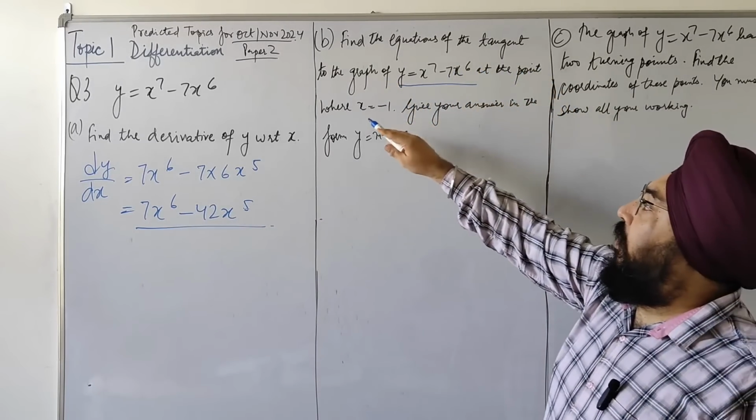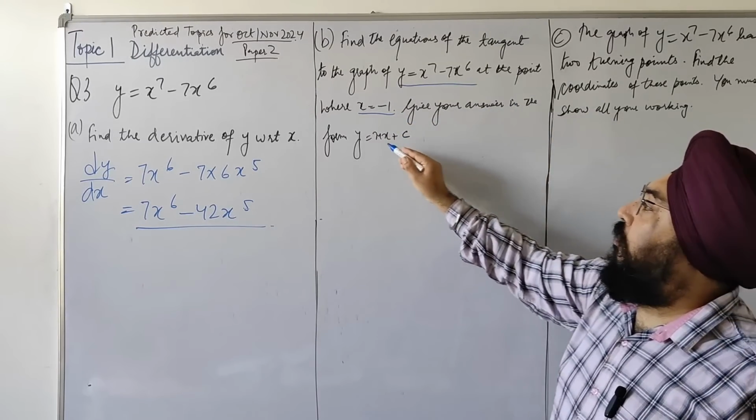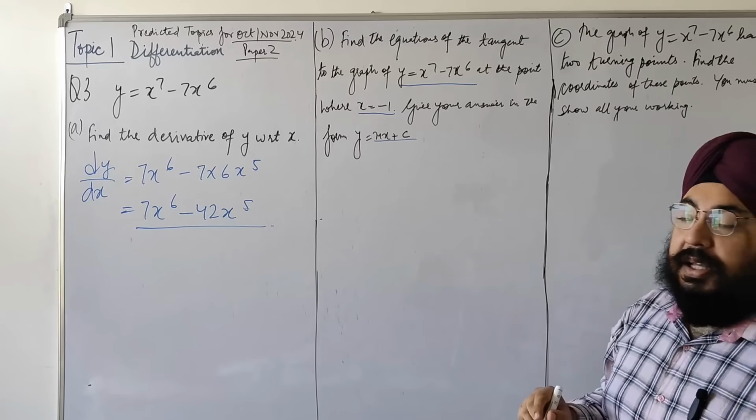B part, find the equation of the tangent to the graph y is equal to x^7 minus 7x^6 at the point where x is equal to minus 1. Give your answer in the form y is equal to mx plus c.